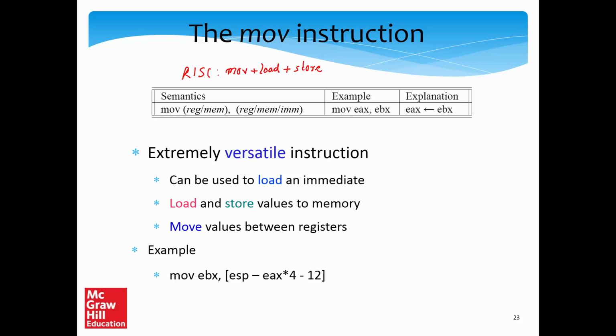The semantics is very simple. The move instruction takes two operands. The first operand is a source as well as a destination, right? It can either be a register or a memory. The second operand is clearly a source. It can be a register, a memory, or an immediate.